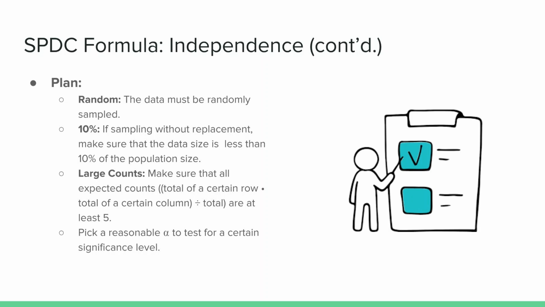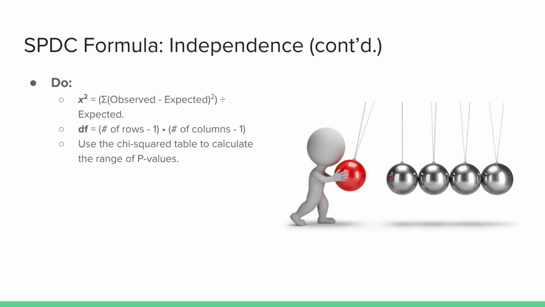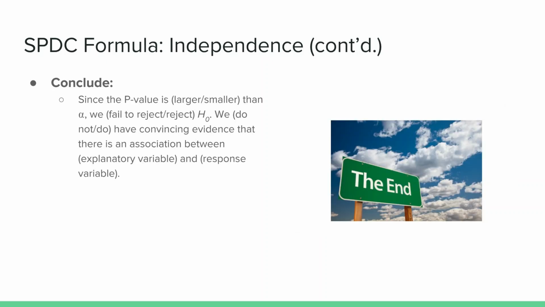The conditions are that the data must be randomly sampled. If sampling without replacement, make sure that the data comes from less than 10% of the population, and make sure that all expected counts are at least 5. For the do step, you'd use the equation with this formula. And then you'd also figure out the degrees of freedom using this formula. For the conclusion, you'd follow the form of, since the p-value is large or small, we fail to reject the null hypothesis. And then you'd go on to state that we do not or do have convincing evidence that there is an association between the explanatory variable and response variable.